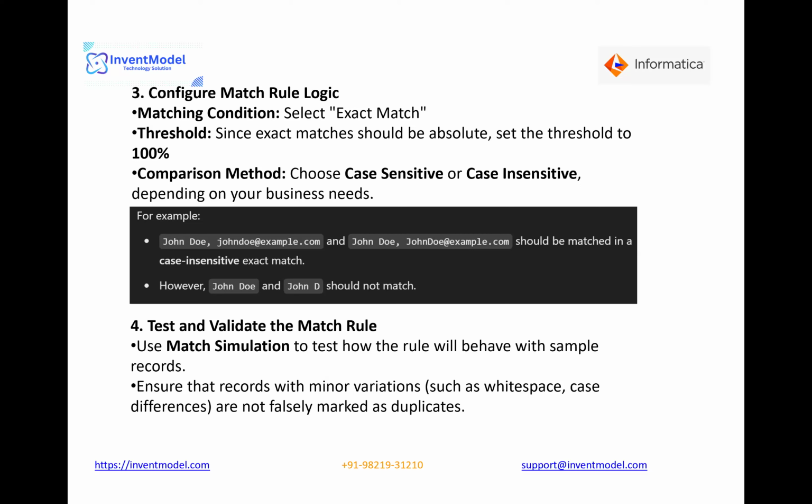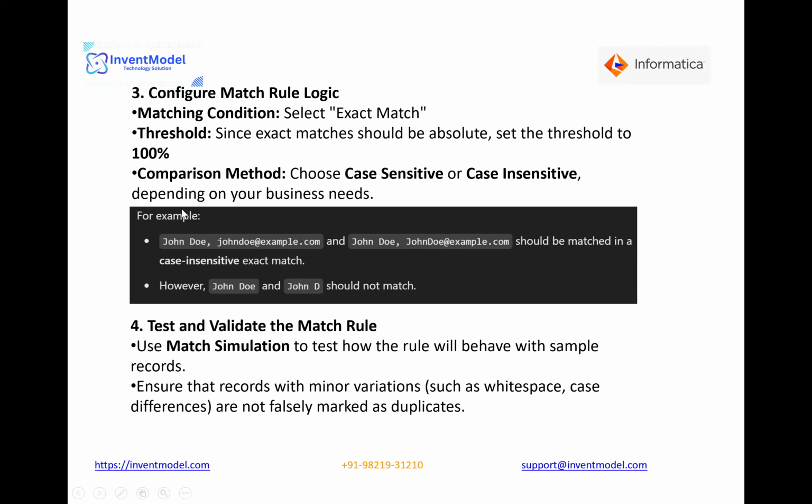So as we are performing exact match, the matching condition is exact match, because there is another condition also that's called fuzzy match, right? So we have to select between the two. Then threshold. Since exact matches should be absolute, we have to set the value as 100%. Third is comparison method. Now we have to choose the comparison method as case sensitive or case insensitive. That depends on our business needs, howsoever we want the value in the records.